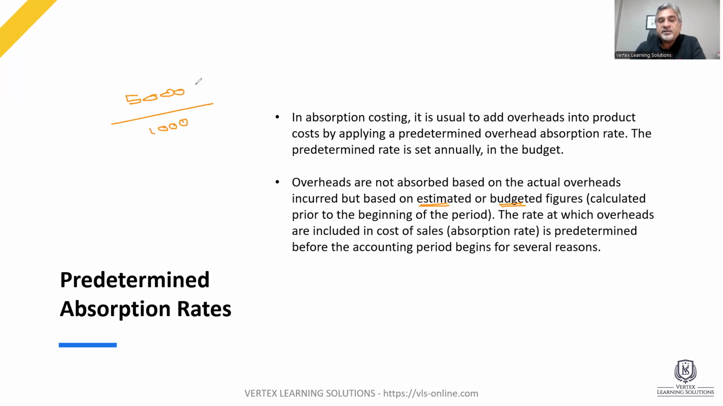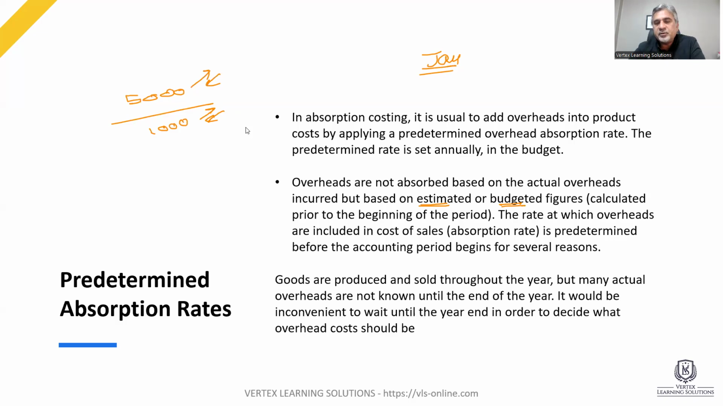My actual overheads could be more, could be less. My actual hours could be more, could be less. But based on my best estimate at the beginning of the year, I do it in the beginning of the year, because actual things I will find out at the end of the year. If I'm working on January 1st, I need to charge some overheads. In the month of January, I would not know how much my actual overheads are. Actual overheads I will only find out at the end of the year. So what I do is add them based on some estimate.